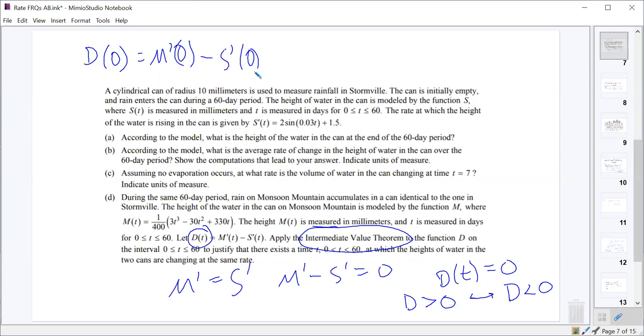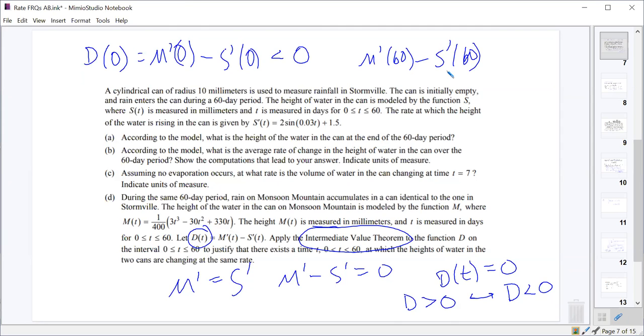Probably here. M prime is going to have a bunch of t's in it, except this last one will be a 330. So we'll have 330 over 400 for m prime at 0. And then s prime is already this. At 0, that's 1.5. So 330 over 400 minus 1.5 is less than 0. And then you'd look at m prime of 60 minus s prime of 60.